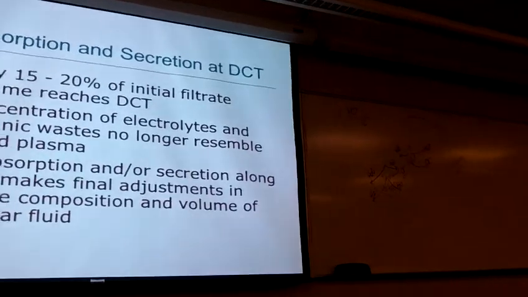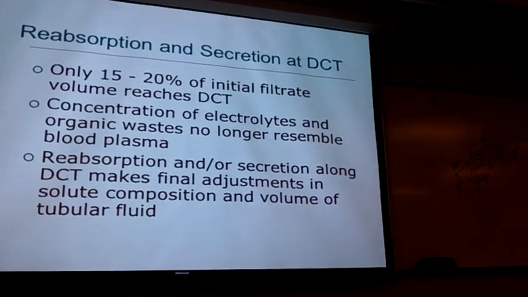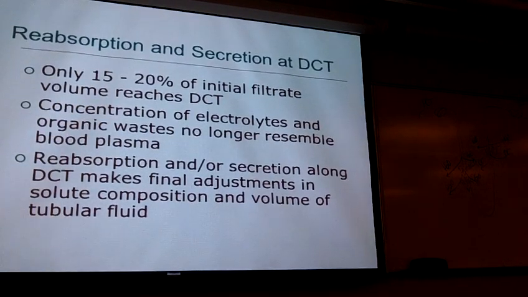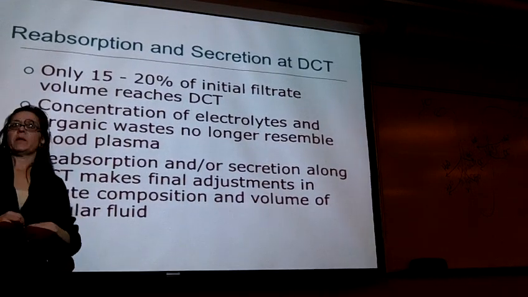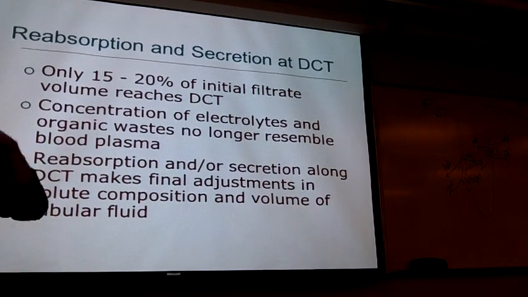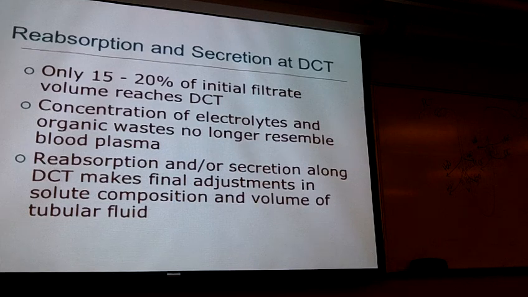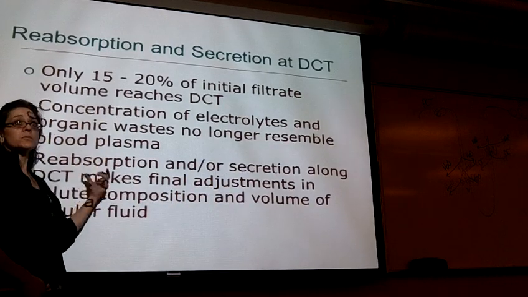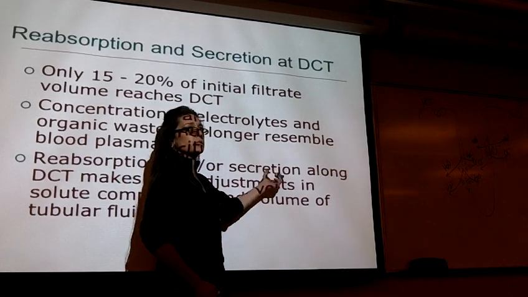Okay, so then we go over to the DCT, and at this point, we only have about 20% of that initial filtrate left. And here, it is not going to look like blood plasma anymore. The concentrations of the filtrate versus the blood plasma are going to be very different, and that's because we've been reabsorbing and then secreting all along the way. Now, at the DCT and the collecting ducts, this is where we're going to make our final adjustments. We're either going to reabsorb some more material or we're going to secrete some more material.